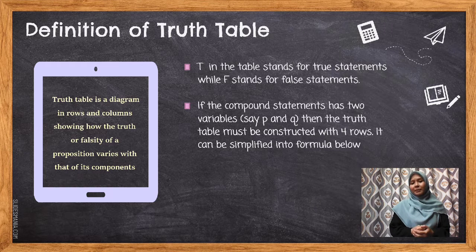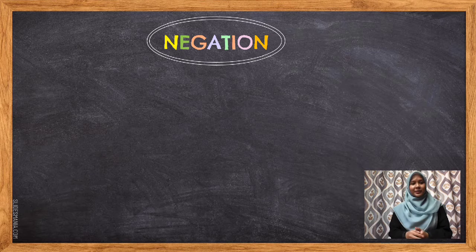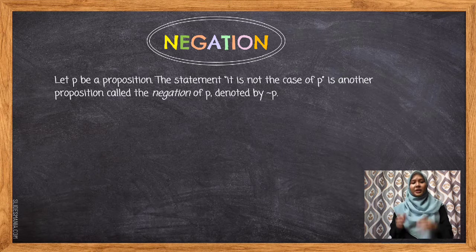If the compound statement has two variables, let's say P and Q, then the truth table must be constructed with 4 rows. It can be simplified into the formula 2 to the power of n, where n is the number of variables.